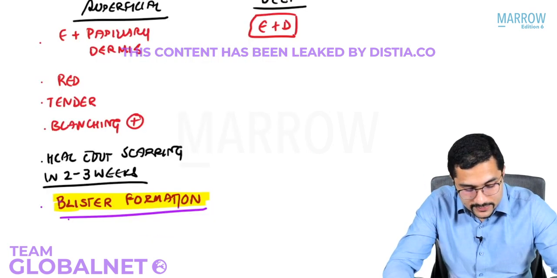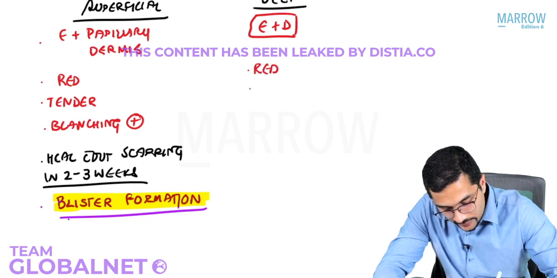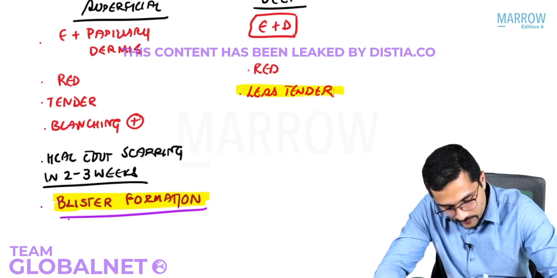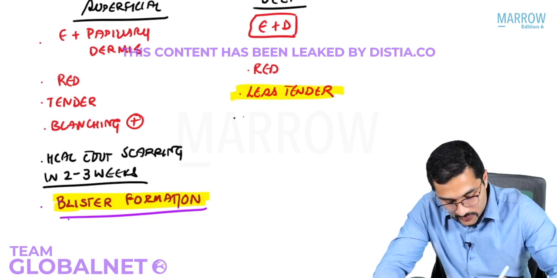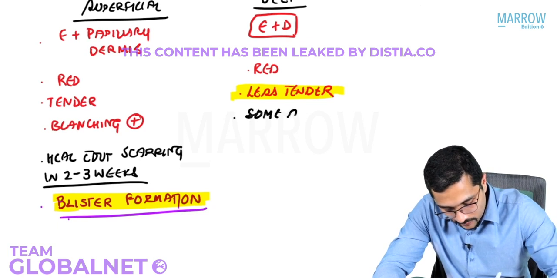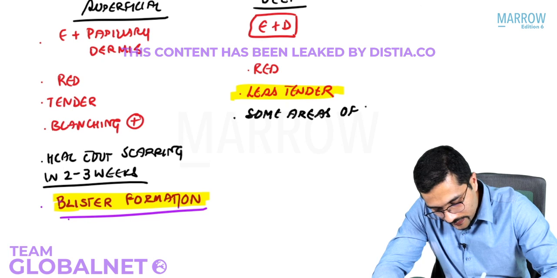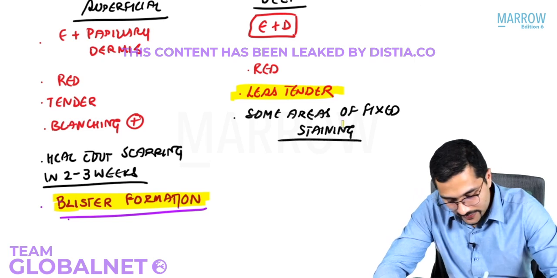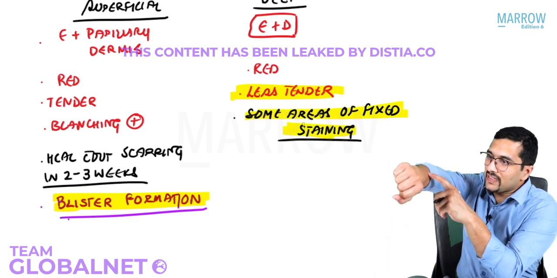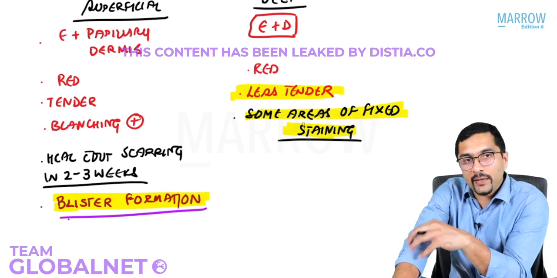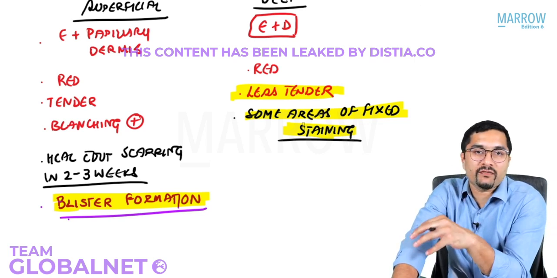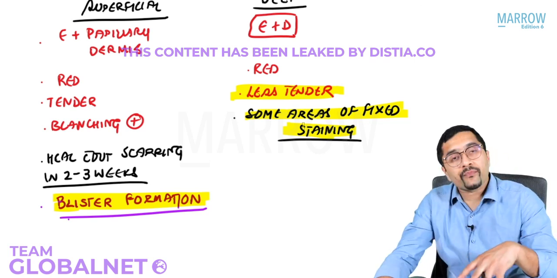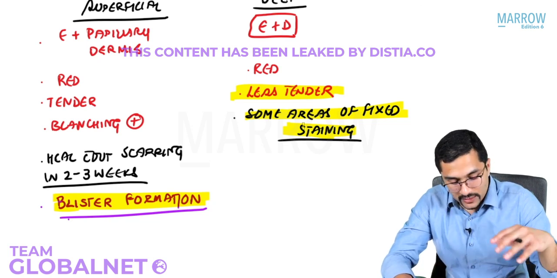Second degree deep burns. Second degree deep burns are also red. They are less tender as compared to second degree superficial burns. And the entire area does not blanch. There are some areas of fixed staining. That means when you press it, the entire area will not blanch. Some area will have thrombosis of the vessels, and that area will not blanch. There will be fixed staining there. Okay, so that is the difference between second degree superficial and deep.